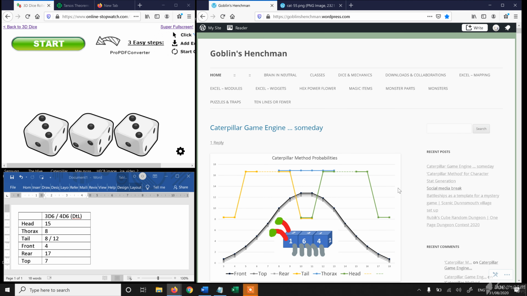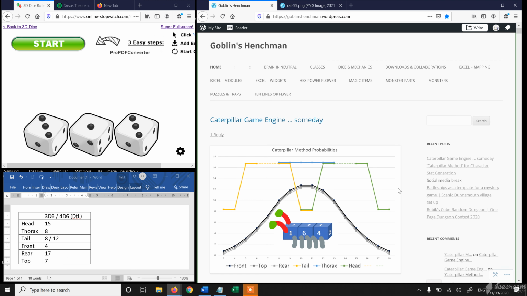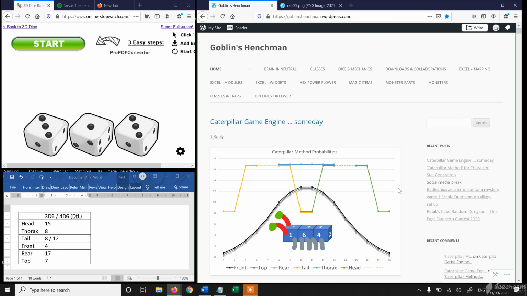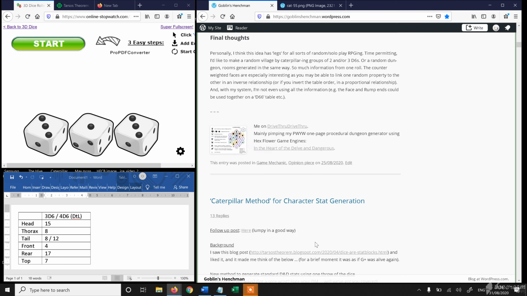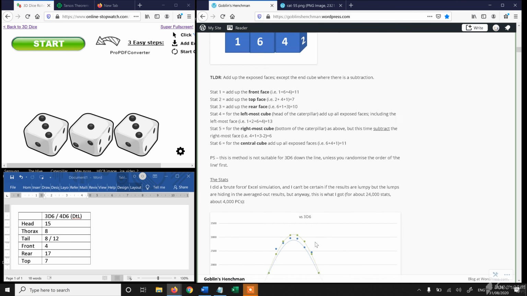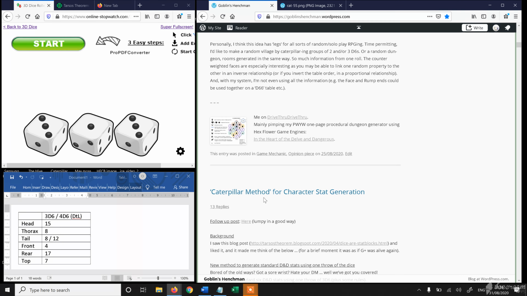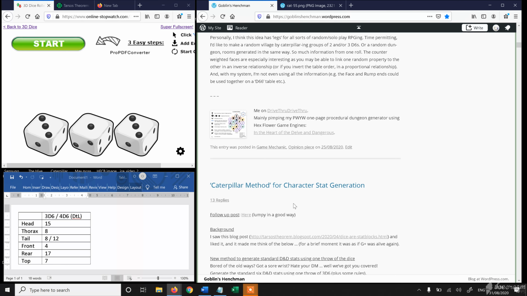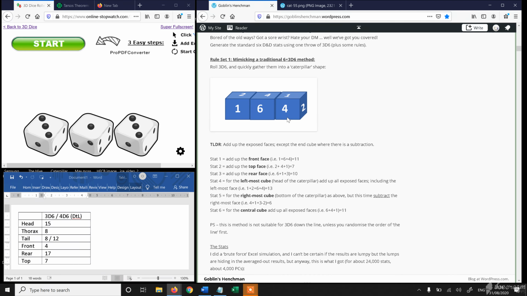So I thought I'd do a quick video of this idea I recently posted about a Caterpillar game engine. More specifically, focusing on this article I wrote here, which was Caterpillar method for character stat generation. So the idea is that you roll 3d6 like this, and then you put them in a sort of caterpillar-like shape in a row with the faces touching, and then by using certain rules you can generate a character. Now I generated two sets of rules.